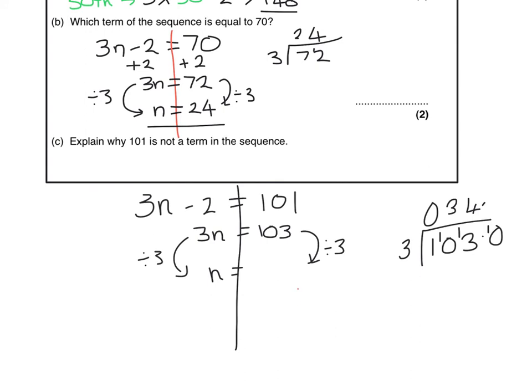Let's just write that down. 103 is not divisible by 3. And if you've got that working in that sentence, you'll get the marks.